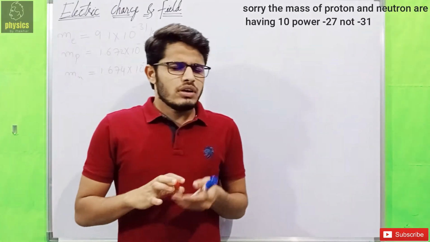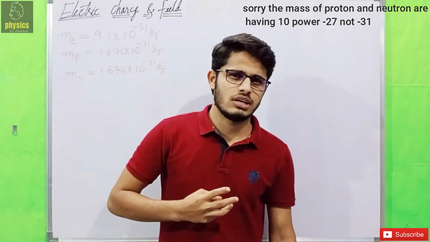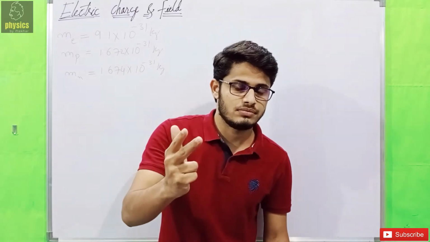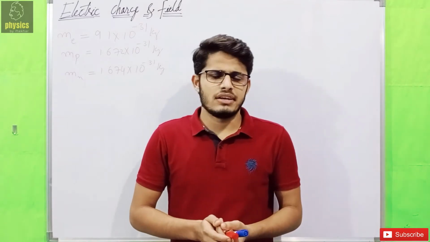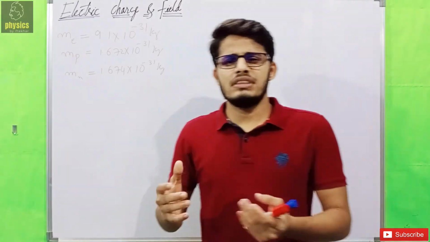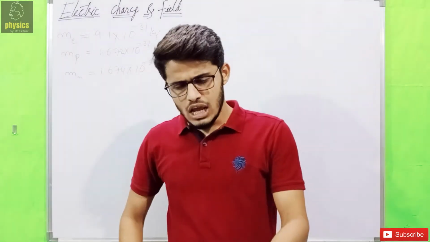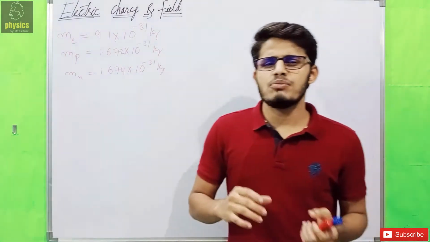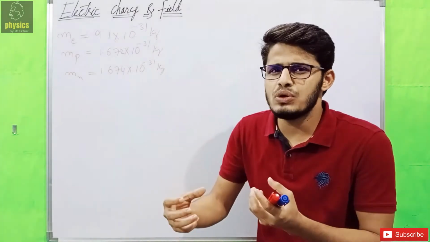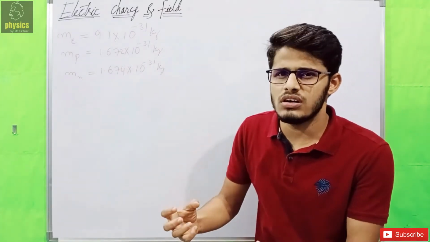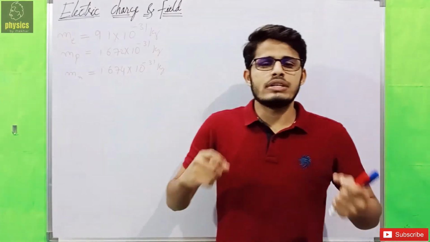Whatever stuff we have around us, everything in the universe is made up of these three fundamental elementary particles: electron, proton, and neutron. There are a few other particles also, like photon, alpha particle, gamma particle, but these three are the fundamental particles with which all this stuff around us is made up. Now, using these three fundamental particles, we are going to perform some experiments. These experiments will help you understand how we discovered the electric charge, how we got to know that there is a thing in this universe called charge. So let's start.